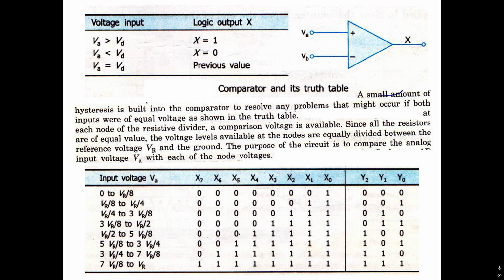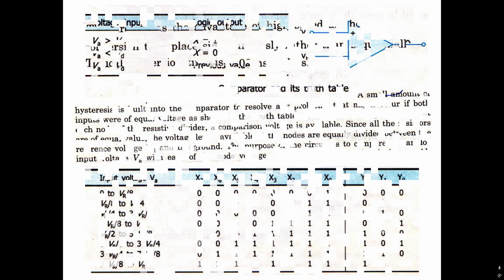So this is the typical truth table of this type of converter. And now the circuit has the advantage of high speed, as the conversion takes place simultaneously rather than sequentially. Typical conversion time is 100 nanoseconds or less.